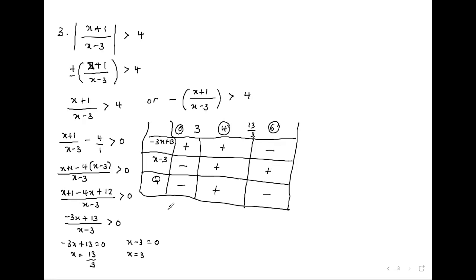So the solution set 1, we'll call it 1 because we're not yet done, greater than 0. That is from 3 to 13 over 3, none of them included because it's strictly greater. Then we move to the other solution set.